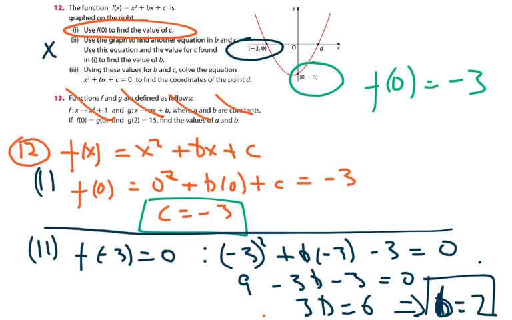So if you look at this question, part 2 again, back up to here, it says use the graph to find another equation in b and c. That was this bit here. And use this equation and the value for c found in 1 to find the value for b, which we've just done. Then part 3 says use these values for b and c and solve the equation x squared plus bx plus c. Well, now we have c is equal to minus 3 and b is equal to 2.